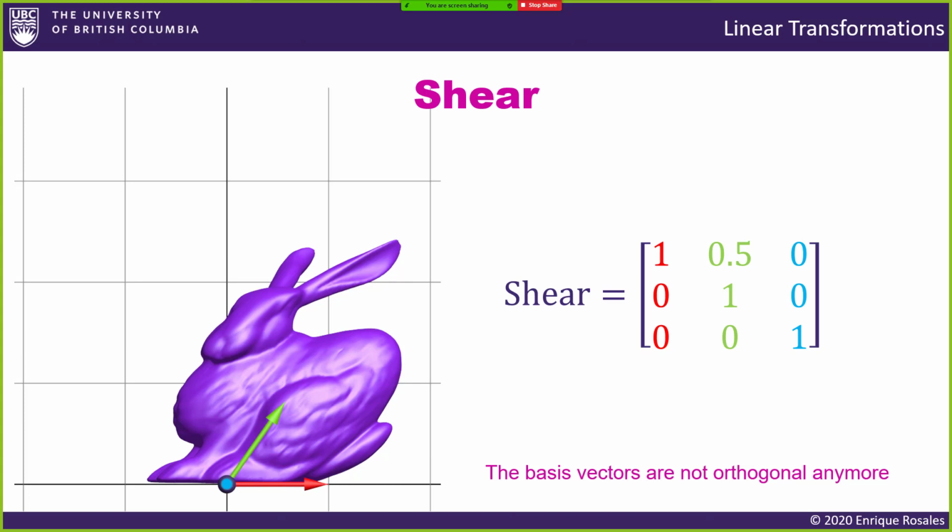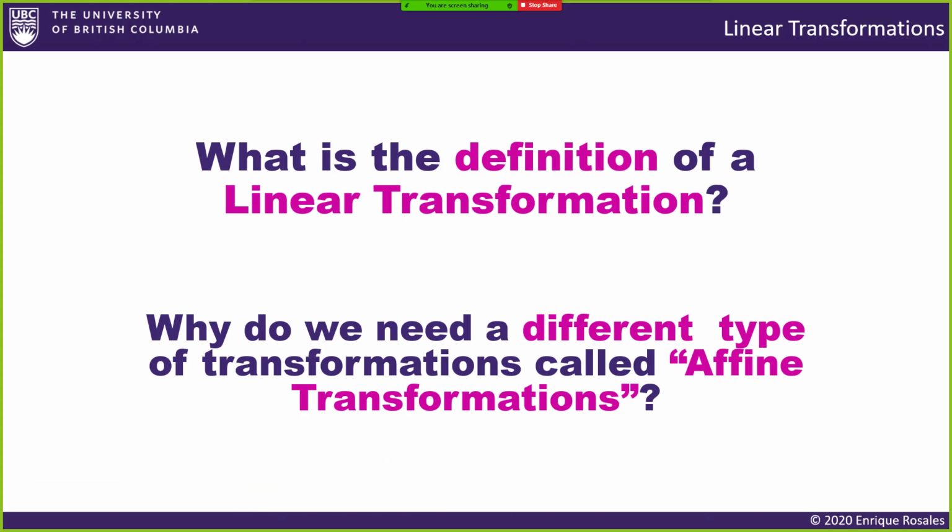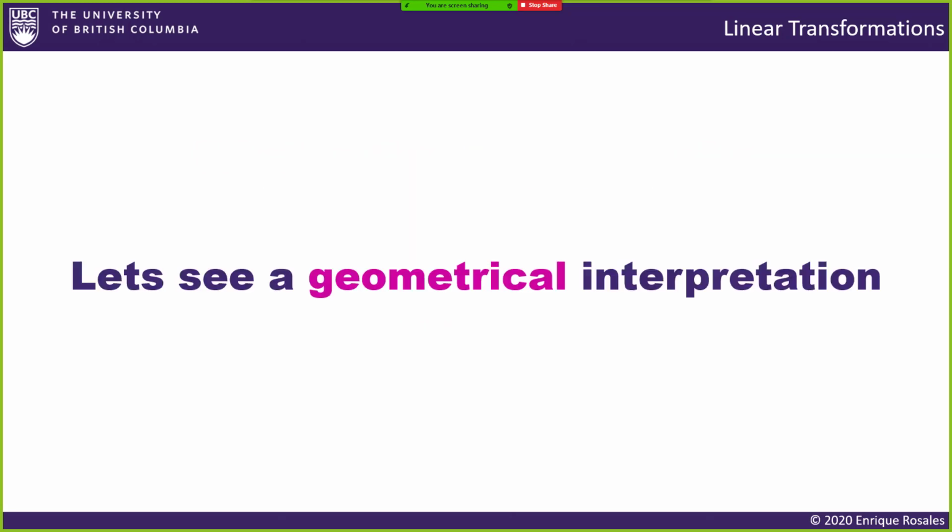So in the end, it can be confusing. It's like, okay, we understand these are linear transformations, but why are they linear? And what is the definition of a linear transformation? And why do we need a different type of transformation, in this case, affine transformation? That is the topic of today. So why do we need that? Let's see a geometrical interpretation of that.